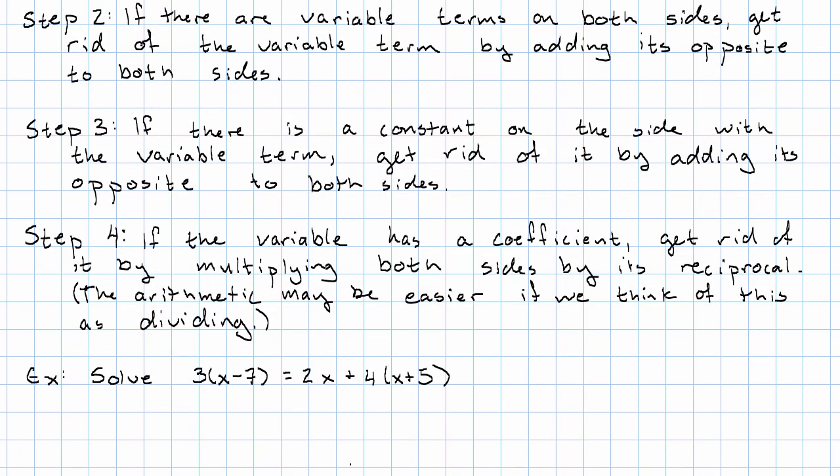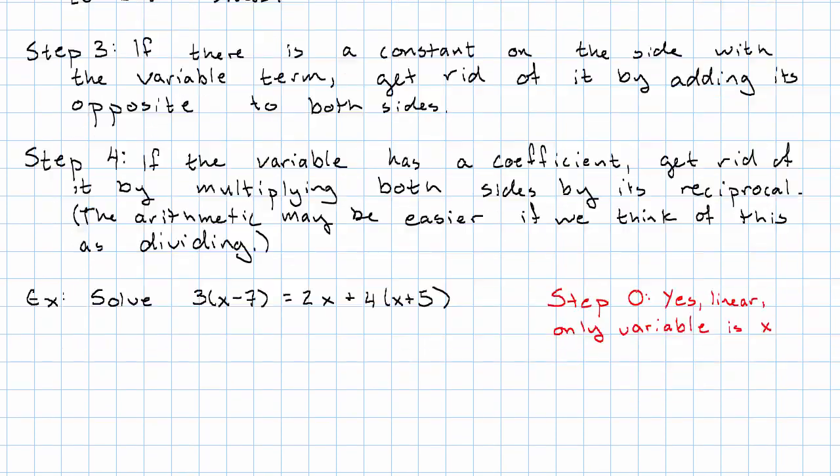Suppose we have the equation 3 times (x minus 7) equals 2x plus 4 times (x plus 5). First, we want to take a second and confirm that this is linear. There are no variables multiplied together, no powers of variables. We're never dividing by a variable. There's nothing weird going on. And the only variable is the x. So, okay. These steps really will get us where we need to be.